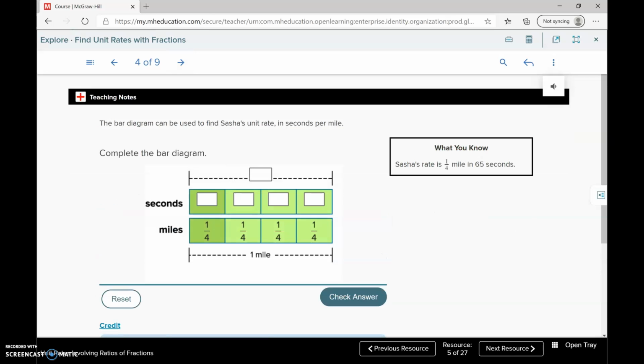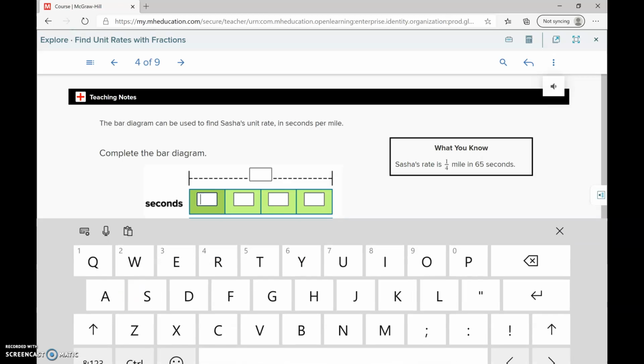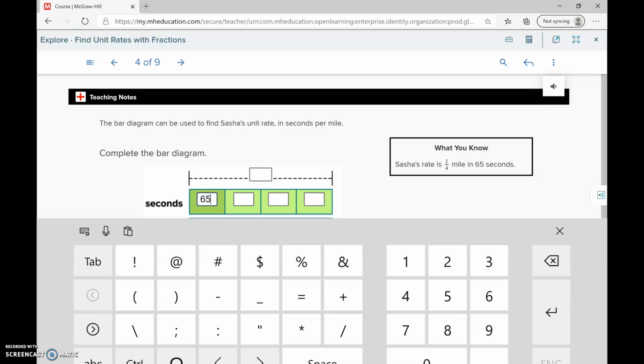All right, so here's an example. Sasha's rate is 1/4 mile in 65 seconds. So they broke our mile up. We have 4 pieces to a mile. We know that 1/4, there's 4 quarters, so we need 4 pieces. Each one of those pieces is 65 seconds long. So we're going to put those in.